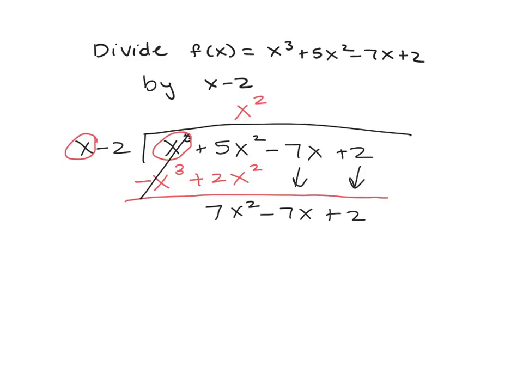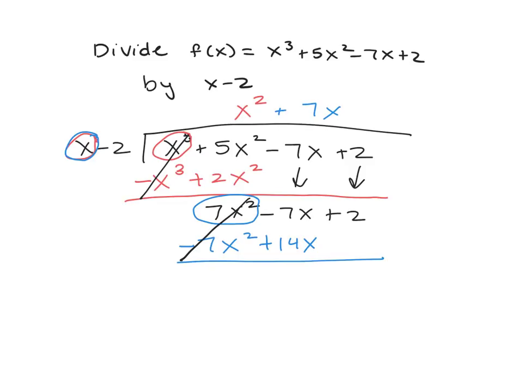Now I'm going to go ahead and do this again. x times what gives us 7x squared? And that's 7x, right? And 7x times x is 7x squared, just like we want it to be. And then 7x times negative 2 is negative 14x. And don't forget, I'm subtracting, so I'm going to say subtracting the 7x squared, subtracting the negative 14x means adding the 14x. My first term cancels. Negative 7x plus 14x is 7x. Carrying down the plus 2.